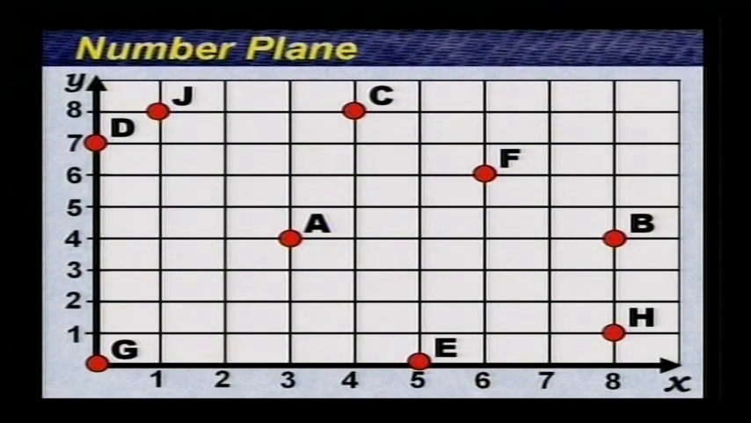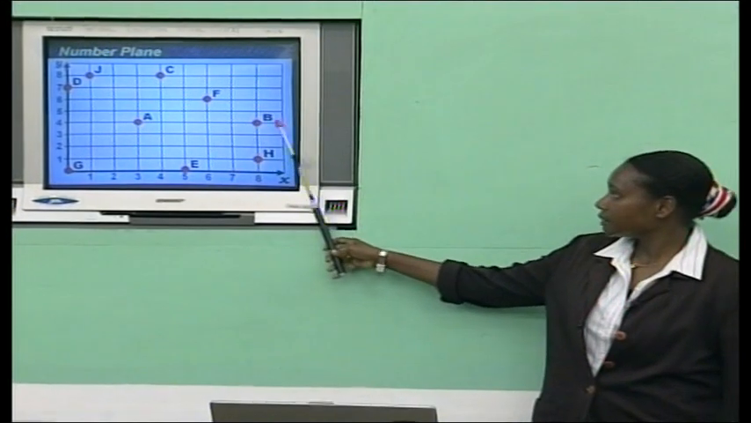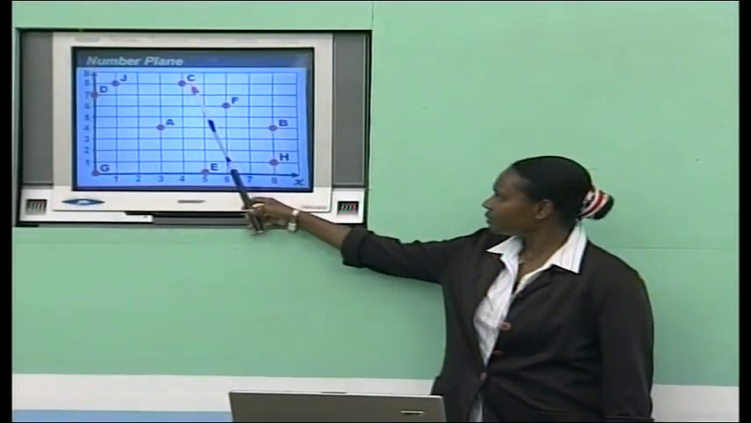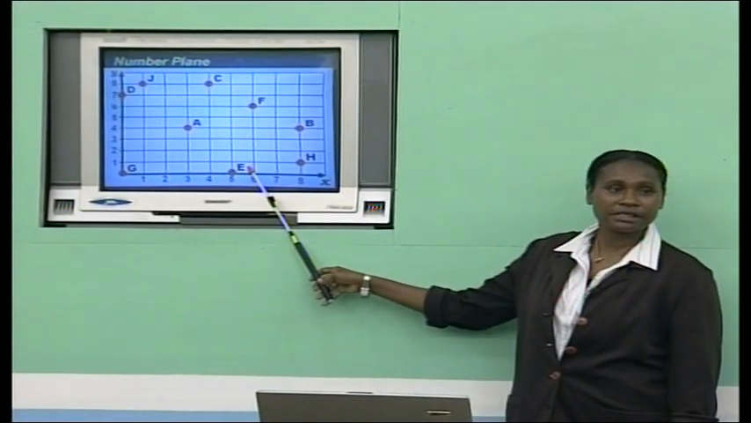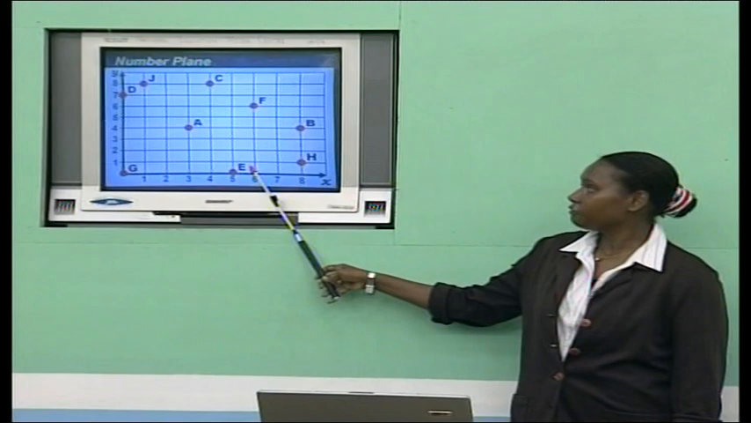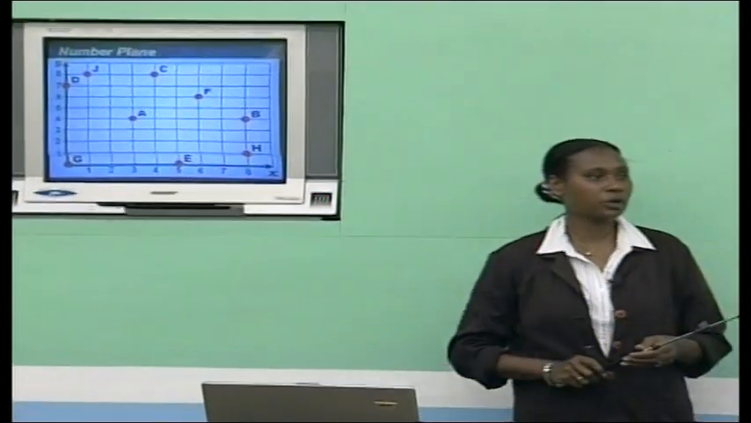Okay, if you have finished, this is the number plane that you are going to get your coordinates from. You have A, you have B, C, D, and E. That's for the first exercise. You have 5 letters to work out their coordinates from the PowerPoint that is being provided.